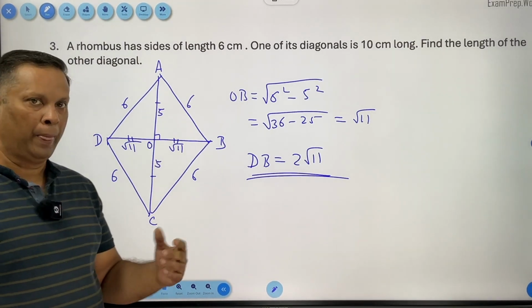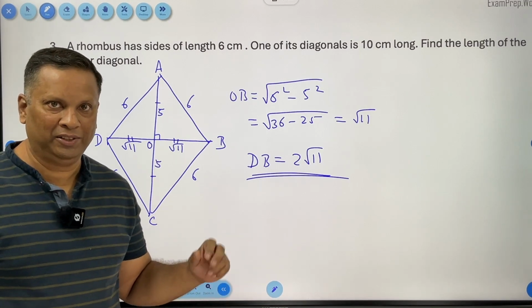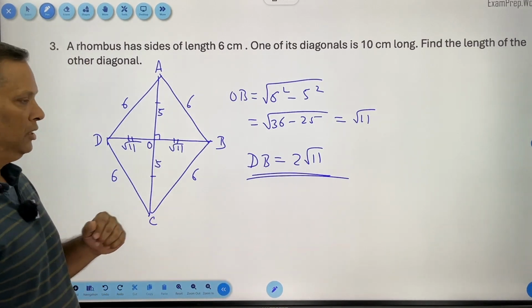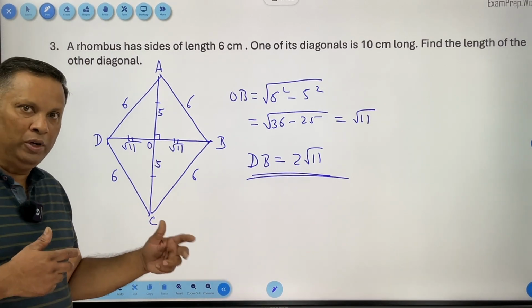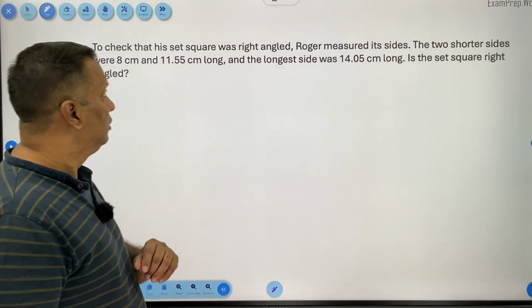Applications are easy and a little interesting because we are applying the Pythagoras theorem in real time. Now we are going to go to even more interesting questions to come. Let's see what's next.